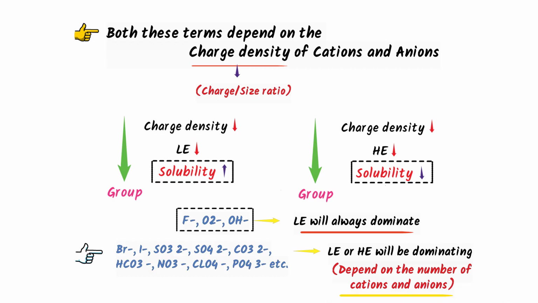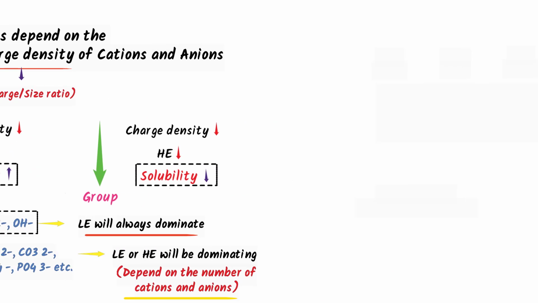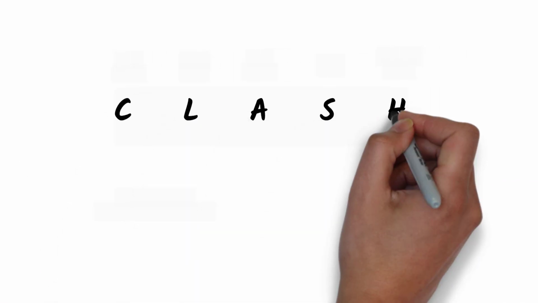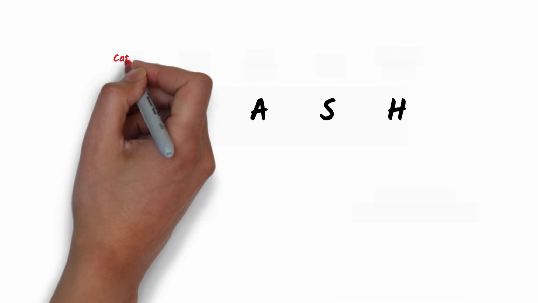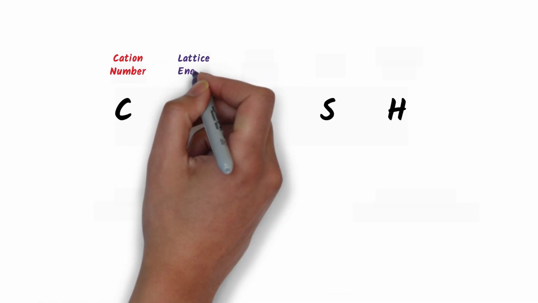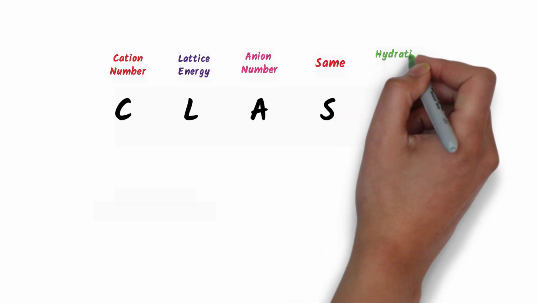cations and anions present. For this purpose, we have a simple trick, and that is we need to remember a mnemonic, that is CLASH. In this, C stands for cation number, L stands for lattice energy, A stands for anion number, S stands for same, and H stands for the hydration energy.